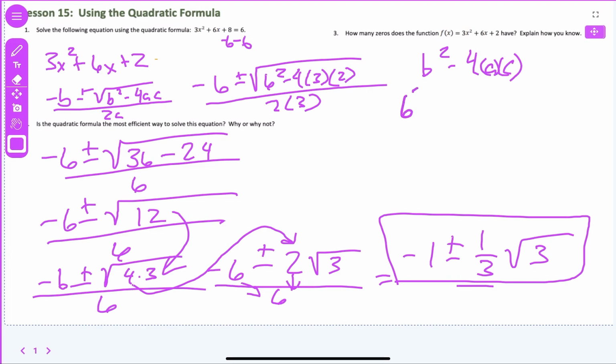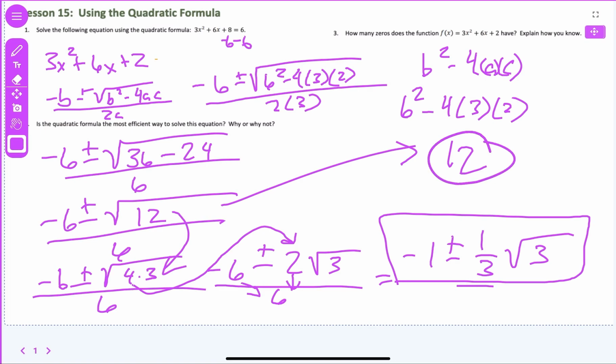B is 6 squared minus 4. A was 3. C was 2. And we know the answer to be 12. Therefore, we know that there are 2 answers. And here they are. Because it's positive, there's 2 answers.